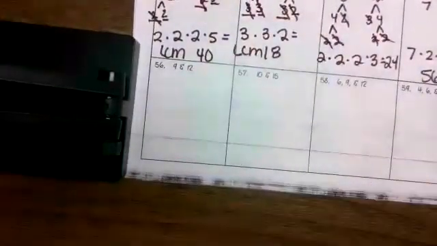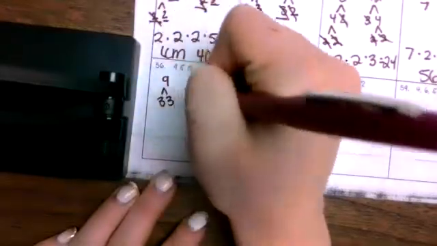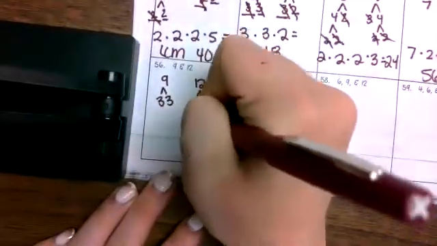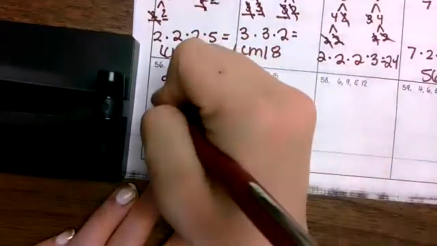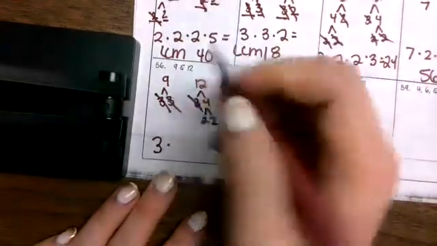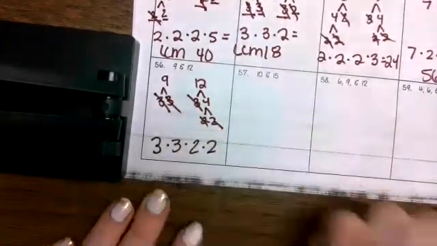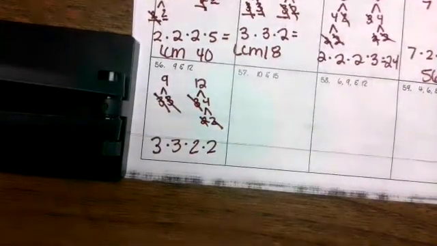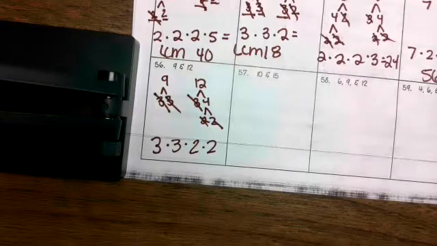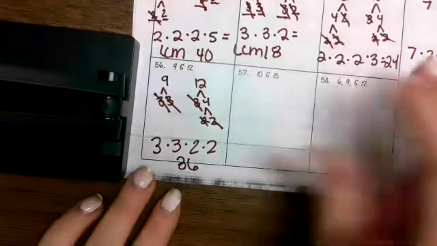Okay, now we're going to do 9 and 12. So 9 breaks down to 3 and 3. 12 breaks down to 3 and 4. We can break that down further. We're going to write the 3 once because it's least common. So we only want to write them once if they have them in common. We're going to do our other 3 and then our 2 2s. 3 times 3 is 9. 9 times 2 is 18. And 18 times 2 is 36. So our least common multiple is 36.